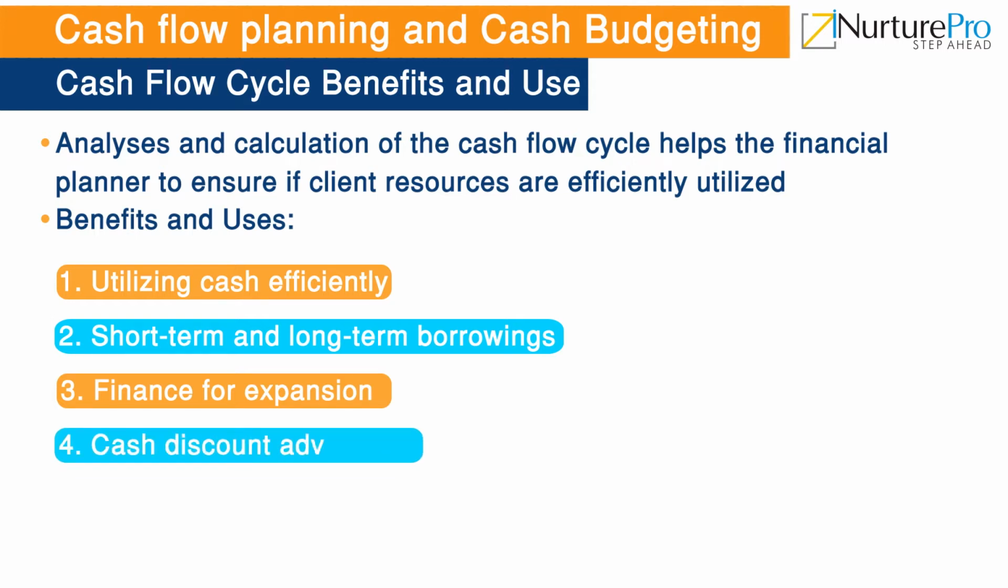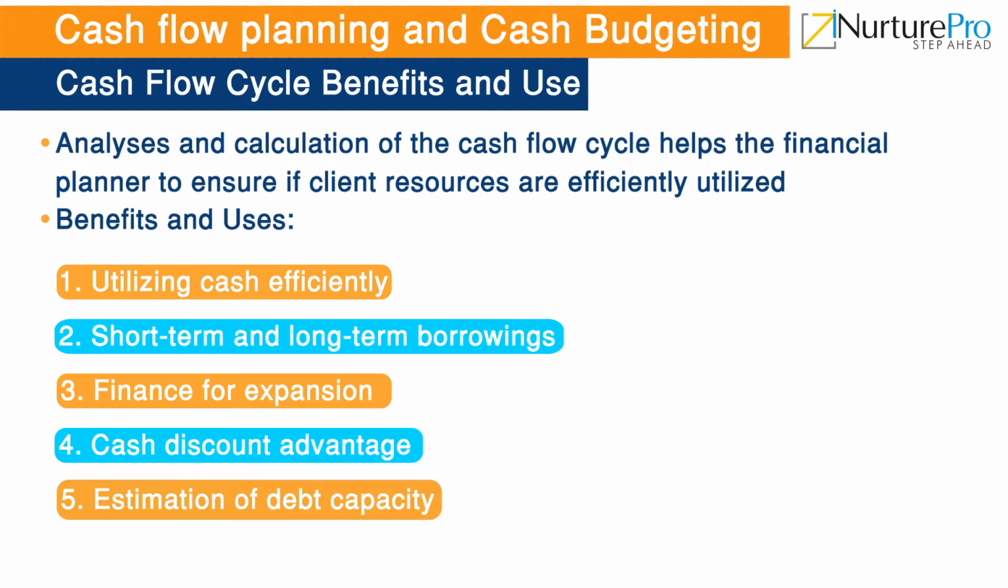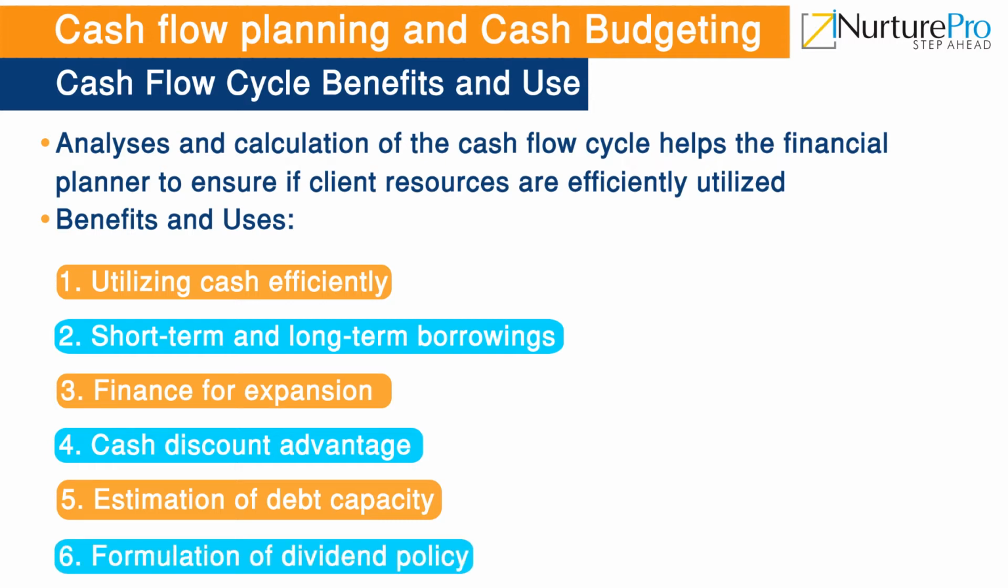Cash discount advantage. On excess cash available, the financial planner can suggest a client on trade discounts or discounted sale or bulk purchases at cheaper rates. Estimation of debt capacity. A cash flow forecast helps in assessing a client's capability to pay interest. Thus, helps in determining the amount of debt that can be safely incurred. Formulation of dividend policy. Cash flow forecast also helps in making decisions on the dividend policy.